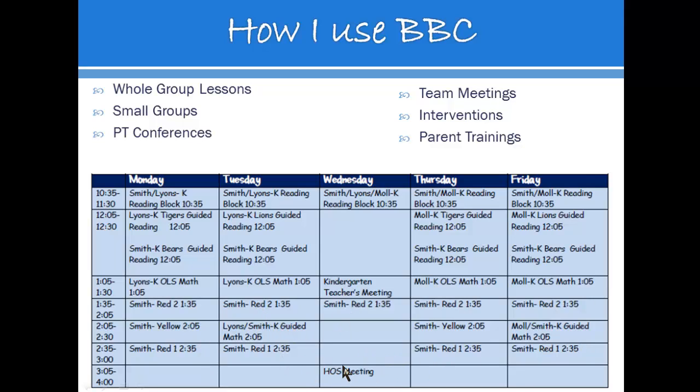And then this is our corporate meeting every week on Wednesdays at 3. We meet in Collaborate as well because we have teachers throughout the entire state of Indiana.